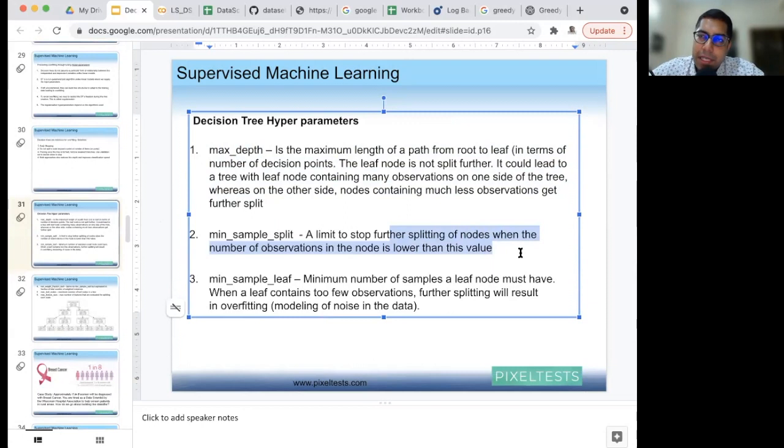So for instance, in the smoking small example I had given you, it was 6 and 4. I could have given a small condition saying if the number of people who are not smoking is less than 3, stop splitting, right? Something like that. Minimum sample leaf is just a corollary from that. Minimum number of samples a leaf must have.